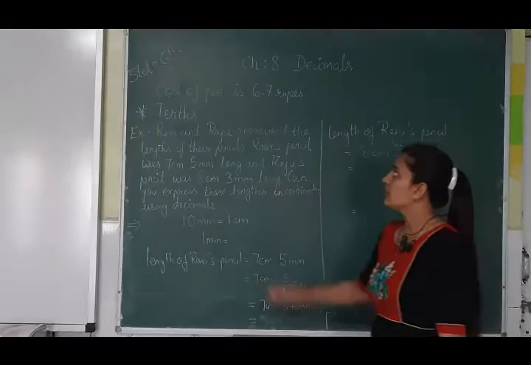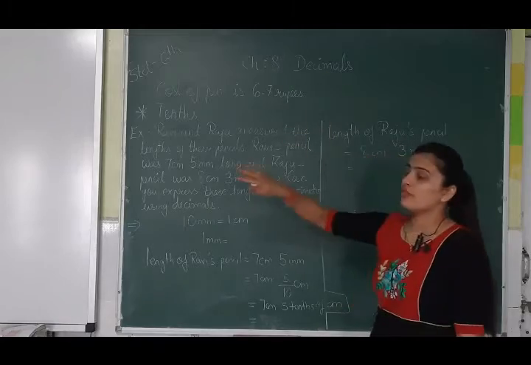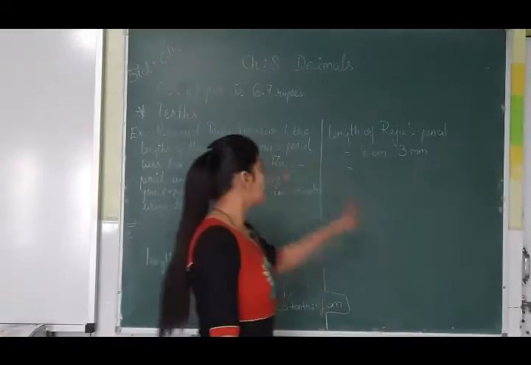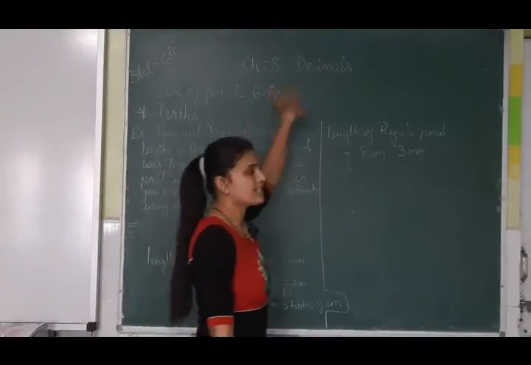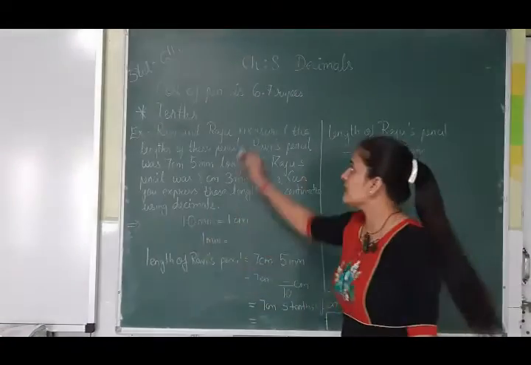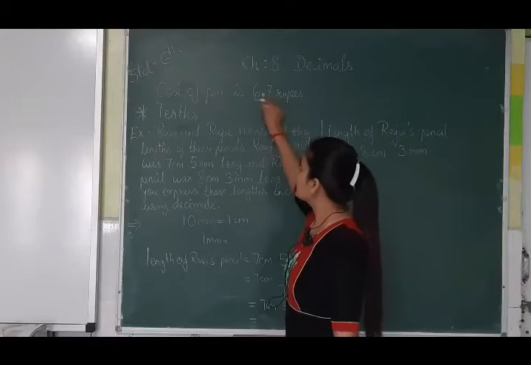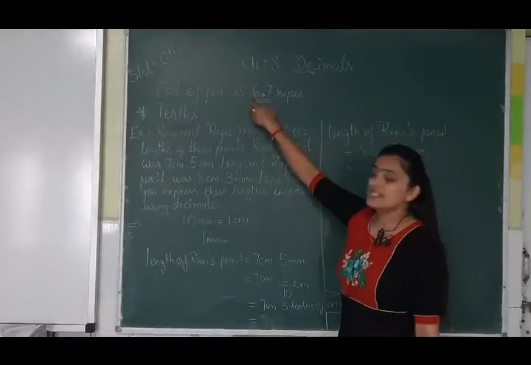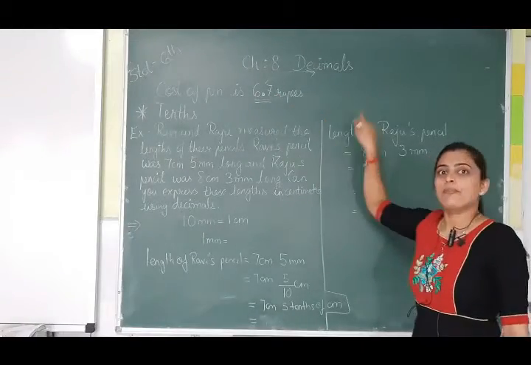Today we are going to learn chapter number 8, decimals, of standard 6. Here an example is there that the cost of a pen is 6.7 rupees. Now here you can see a point over here. This point is called decimal. So here 6 is rupees and 7 is paisa.